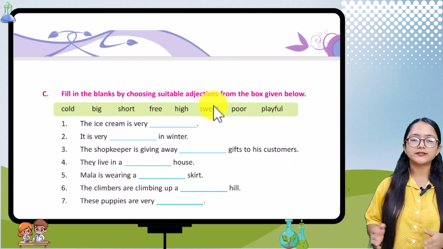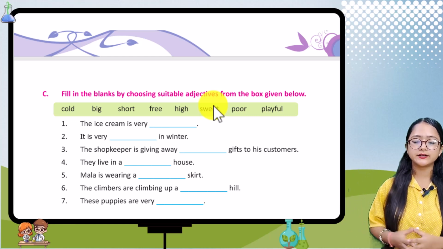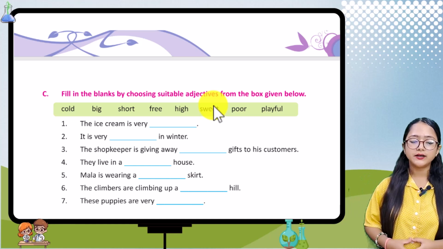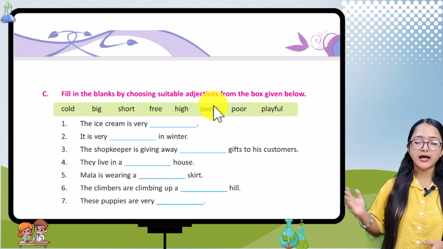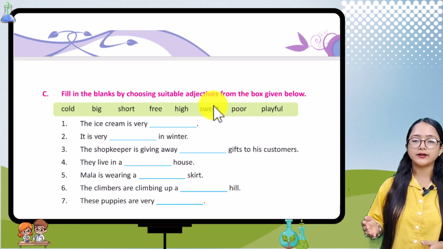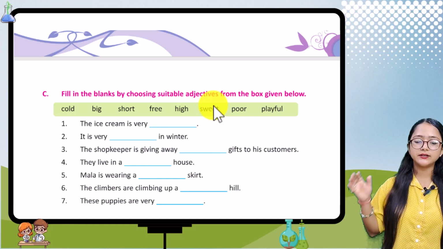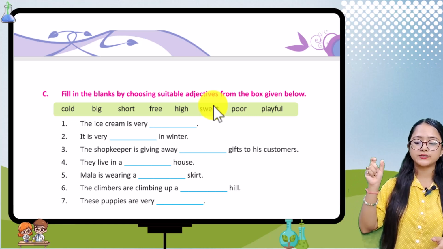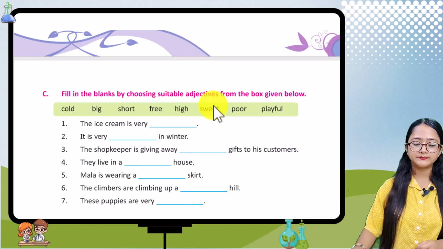Okay. Now the next question is, fill in the blanks by choosing suitable adjectives from the box given below. I'm telling you the first one, the ice cream is very dash. The ice cream is very cold. So you have to write down the word cold. Like this, you have to first read the sentence carefully, then choose the correct form of the adjective and write it in the blank.